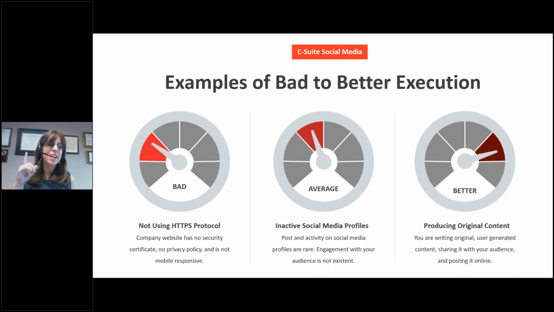Number one is that you have a website, but you're not using HTTPS protocol. In other words, you've got no security certificate. You've got no privacy policy. You've got no GDPR compliance. If this is you, after this webinar, you've got to talk to whoever your website provider is. You need a security certificate right now. Don't argue with me, just do it.